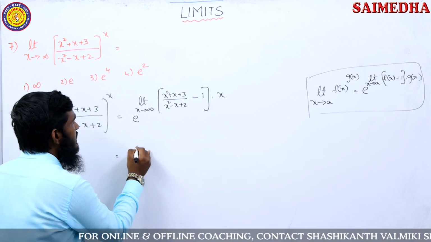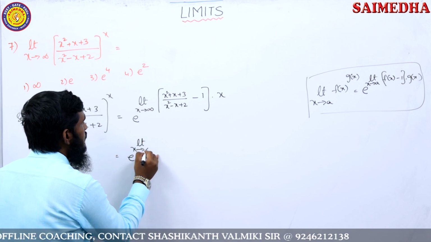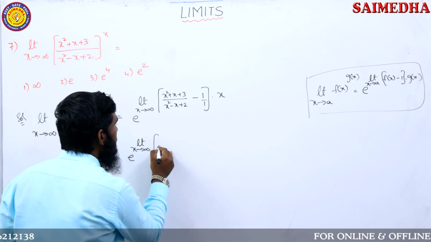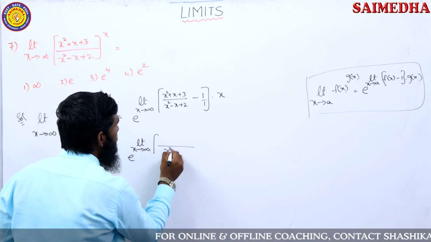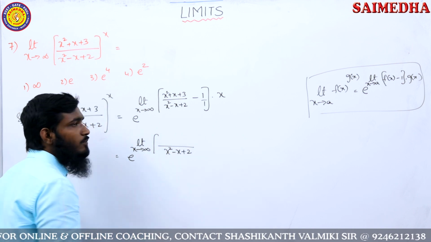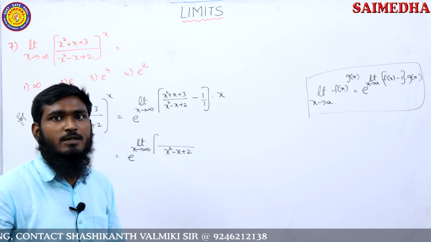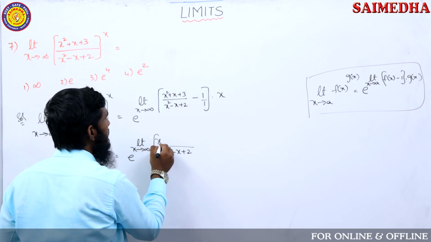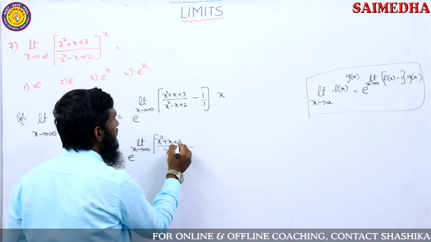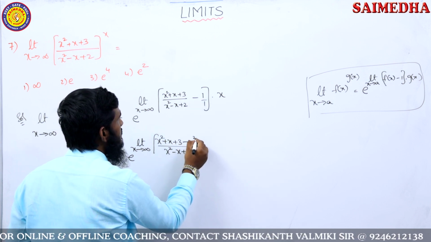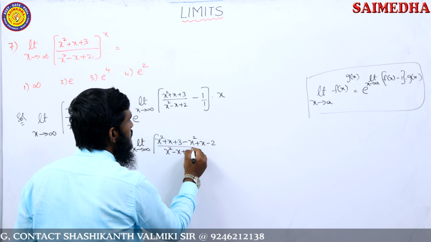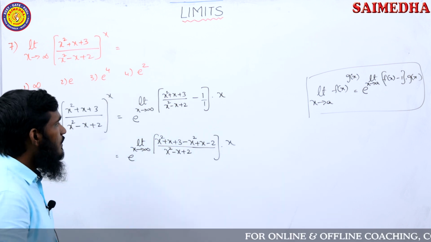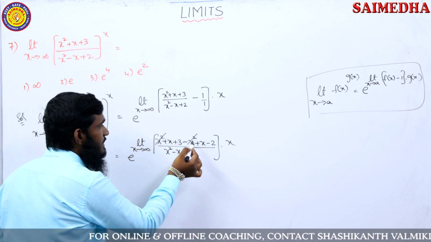So which is equal to e power limit x tends to infinity. Then if you are taking the LCM over here, the denominator part will be x square minus x plus 2. Then what will be the numerator part? Numerator part we are writing as x square plus x plus 3, then it will be minus (x square minus x plus 2). This is the numerator part into x we have taken. Understood? Now this part plus x square minus x square.